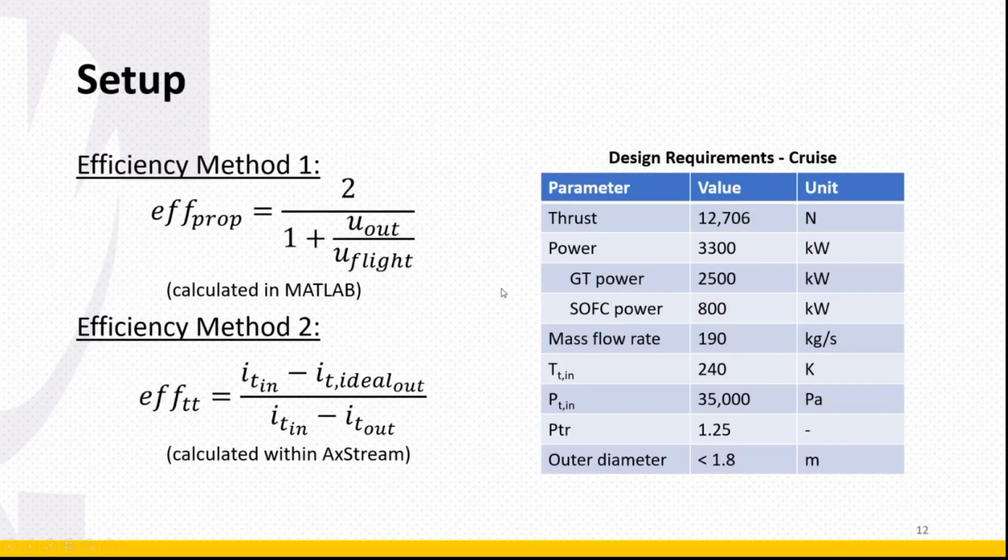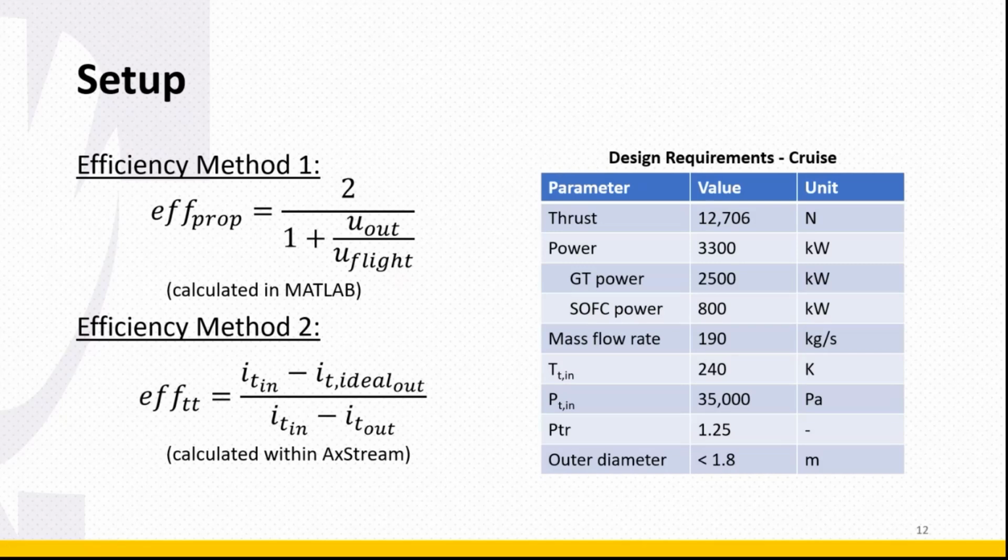Lastly, I have 2 methods in which I'm calculating the efficiency. The first is the propulsive efficiency, which is a comparison of the engine's exhaust velocity compared to the flight velocity of the aircraft. And this is calculated within MATLAB. The thrust calculation script, in addition to giving us the thrust value, also gives us the exhaust velocity value, which is how I'm able to calculate the propulsive efficiency.